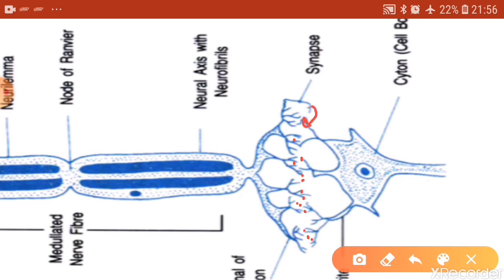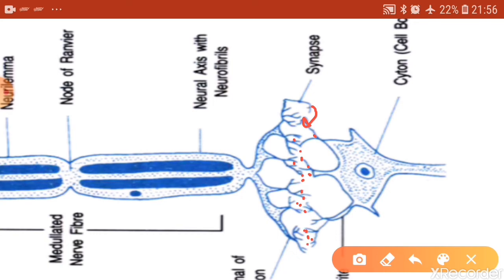bind to the dendrite tip of the next neuron, right? If there is a dendrite, then it will be binding to the dendrite tip of the next neuron. If there is a muscle fiber, then those chemicals will be binding to the surface of the muscle fiber. The muscle fiber or the dendrite tip will have receptors for those chemicals.